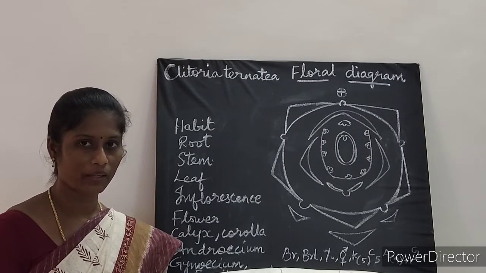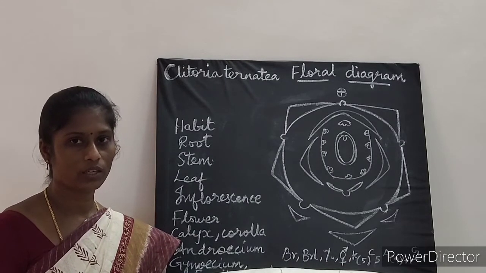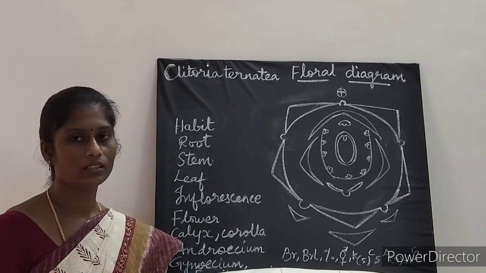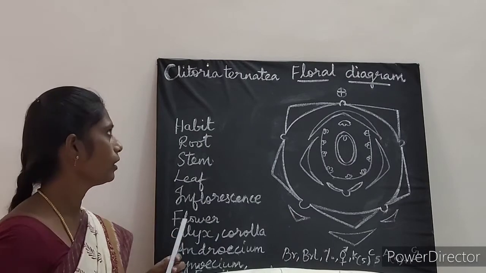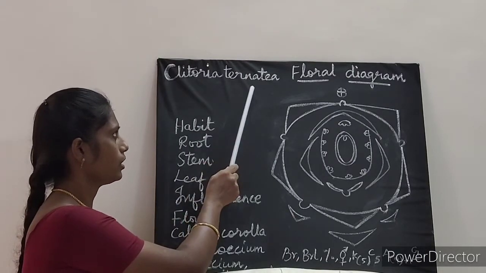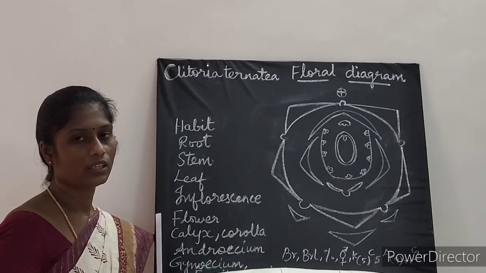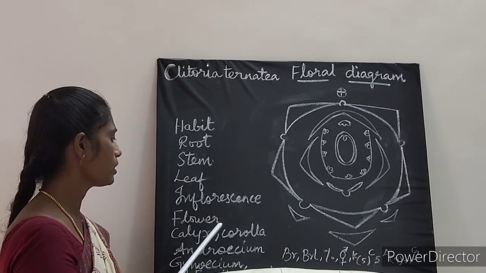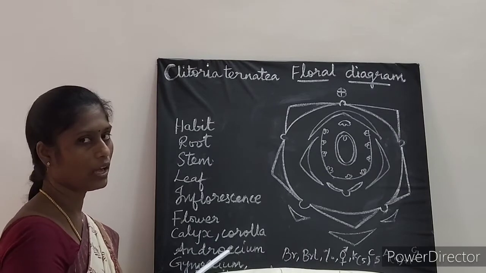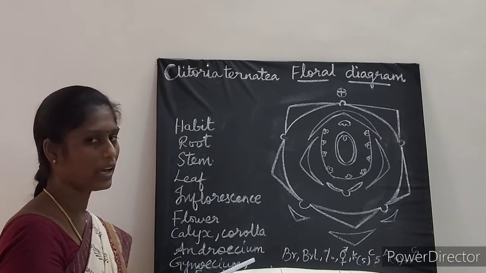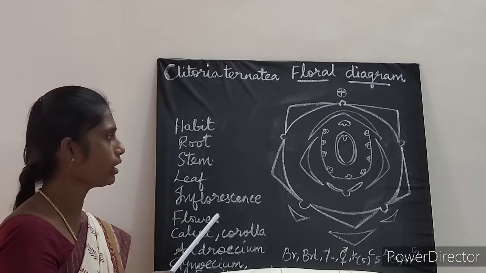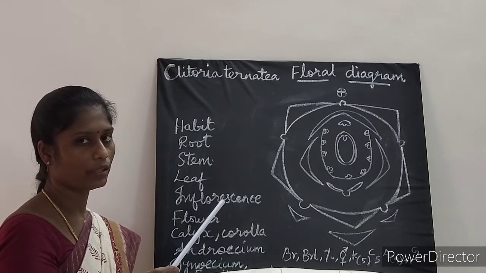In the Fabaceae family, we are going to enter into another topic called botanical description of Clitoria ternatea, commonly called as Sangupushpam. In this, we are going to learn the habit, root, stem, leaf, inflorescence, flower, calyx, corolla, androecium, gynoecium, fruit and seed. The general characters of this particular plant. Okay. Shall we enter into the topic now, children?